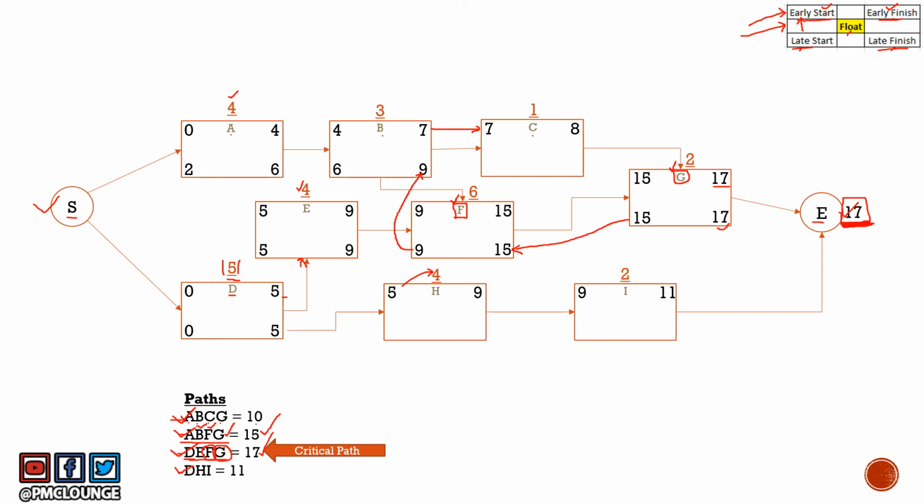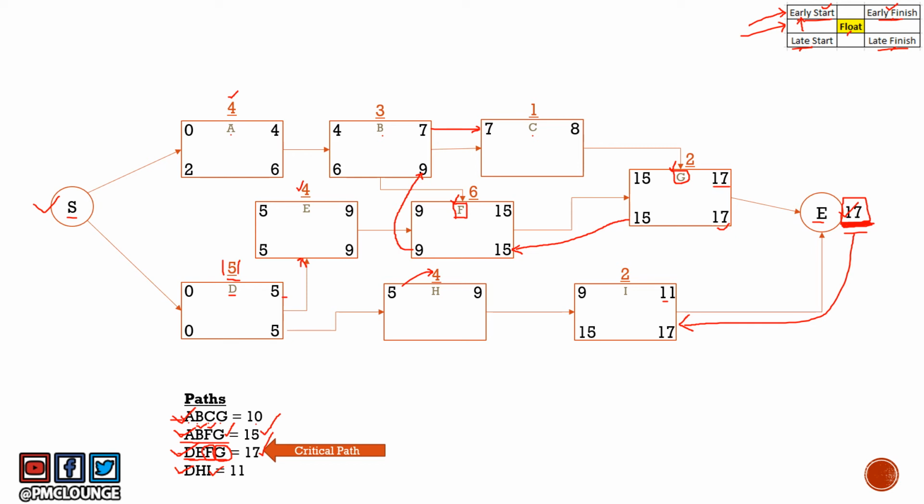Now let's move on to another path, the third longest, which is DHI. So for D, H and I, let's start with I. What do we put here? Do we put 11 here or do we put 17 here? Of course, we'll put 17 because that is the latest by when the project should end. So that is the latest by when the last activity should finish. So late finish for activity I is going to be 17. The duration is 2, so you get 15 here.